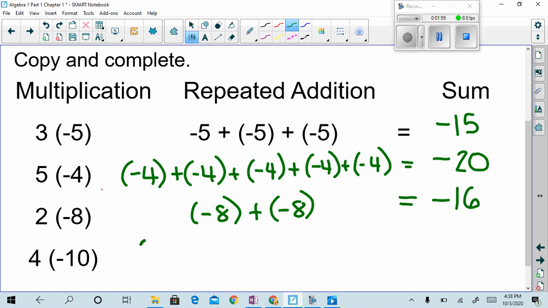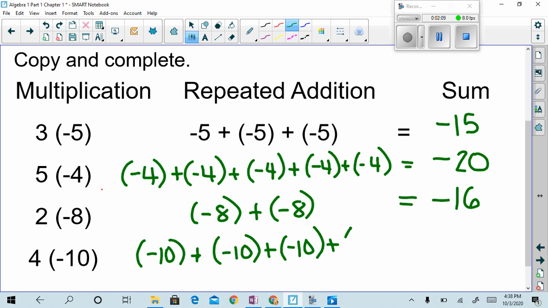Fourth one, take -10 and add it to itself 4 times. If the signs are all the same, we just add and keep the sign. That's a rule that we worked on in the previous section. We get -40. So take a look at how we expanded and our end result, the sum, because I have a couple questions about these patterns.